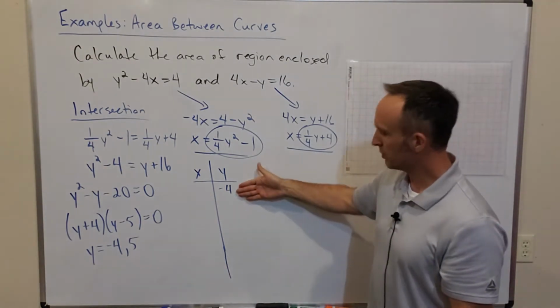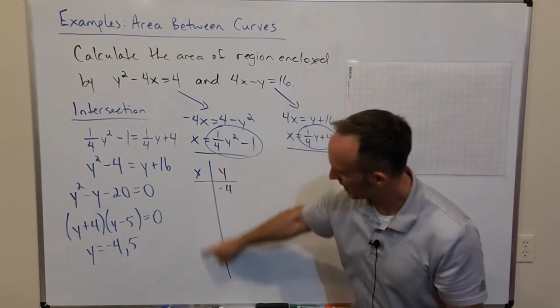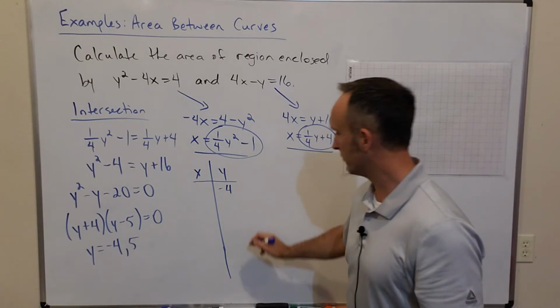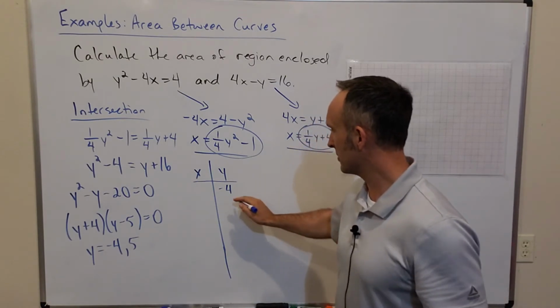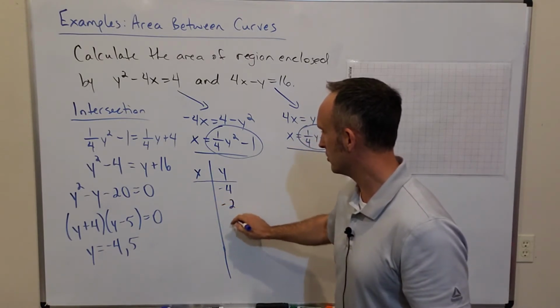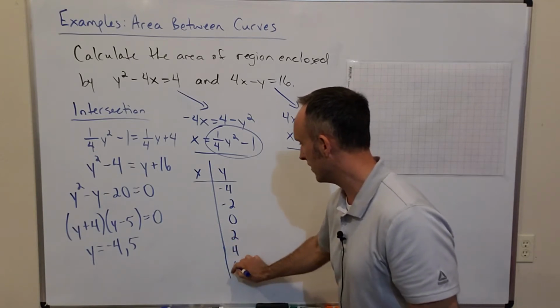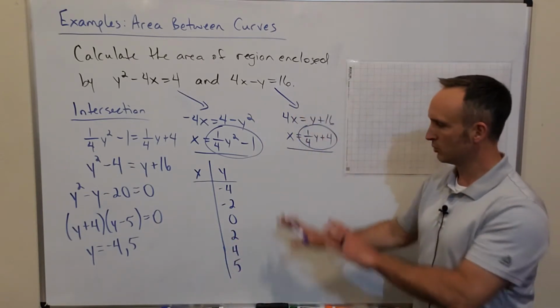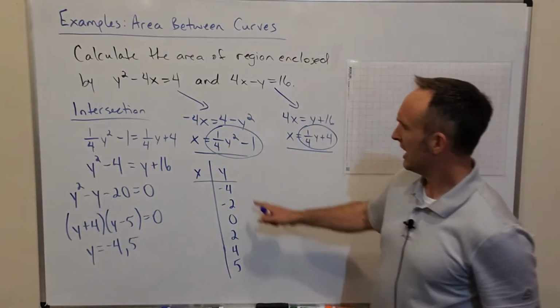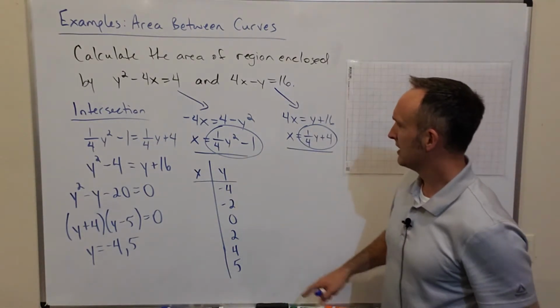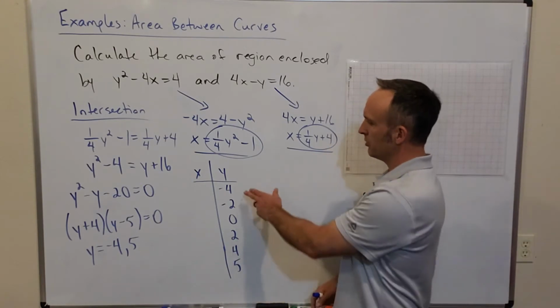But I'm actually going to plug y values in and then calculate my x values. So I'm going to go from negative 4 to 5. I might skip some of these. Let's go negative 4 to negative 2, and then to 0, and then to 2, and then maybe to 4, and then to 5. Okay, use whatever you like. And I'm going to plug those in for y to calculate x. And I'm going to do that quickly again.